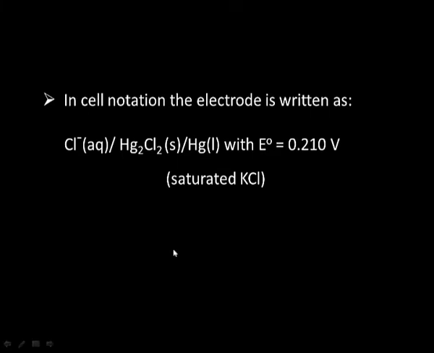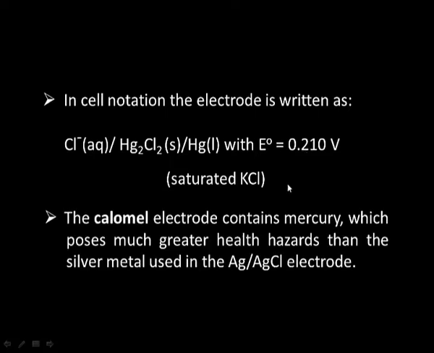In cell notation, the electrode is written as chloride aqueous separated by Hg2Cl2 solid separated by Hg liquid, with standard electrode potential as 0.210 volt in saturated KCl. The calomel electrode contains mercury, which poses much greater health hazards than the silver metal used in the silver chloride electrode. Now, the question comes how this current in voltammetry varies.